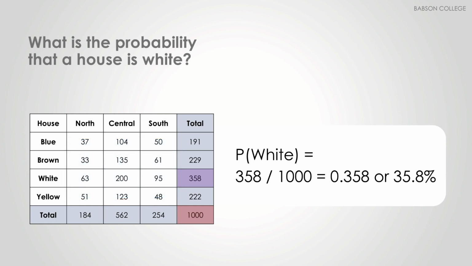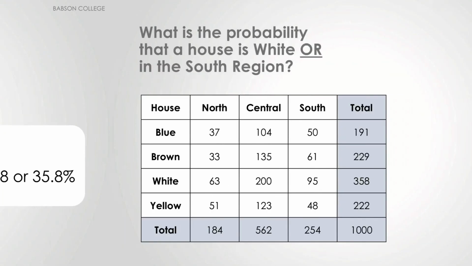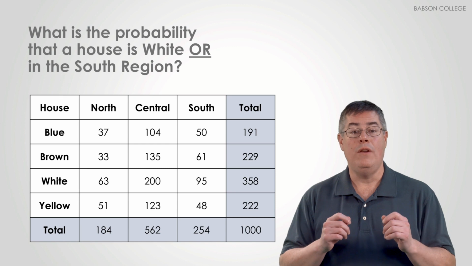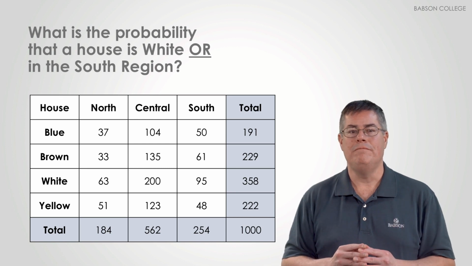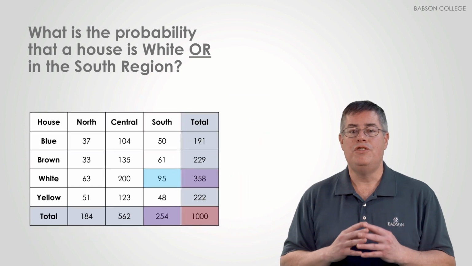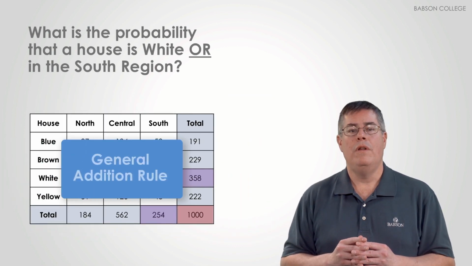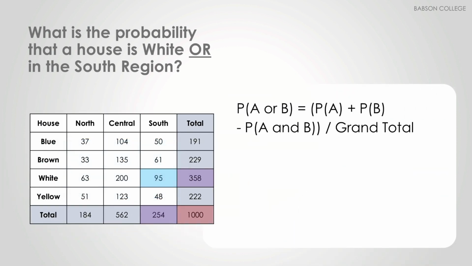Let's add a twist to the question above. What is the probability that a house is white or in the south region? This one's a little trickier. So we use the general addition rule, where the probability of two events, A or B, equals the probability of event A plus the probability of event B, and then we subtract out the probability of event A and B, and divide that by the grand total.